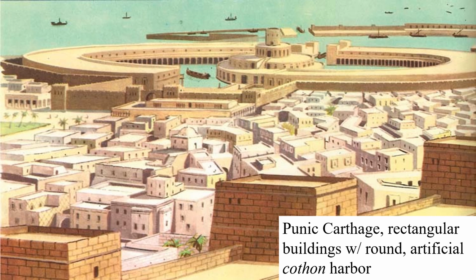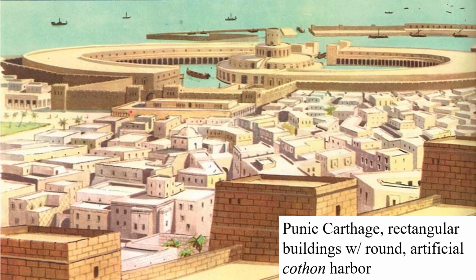Here is a construction of Carthage before it was destroyed by the Romans. The Romans will destroy the city of Carthage, and then they will rebuild it in a Greco-Roman style later. But this is what Carthage looked like pre-Roman destruction. You can see very rectangular, box-shaped buildings.